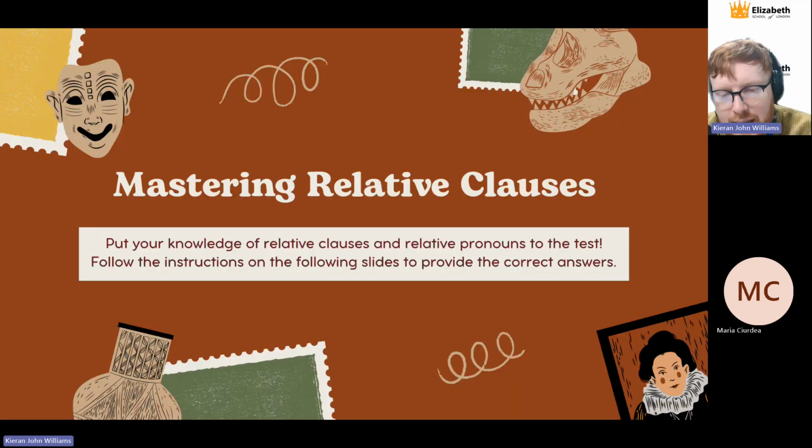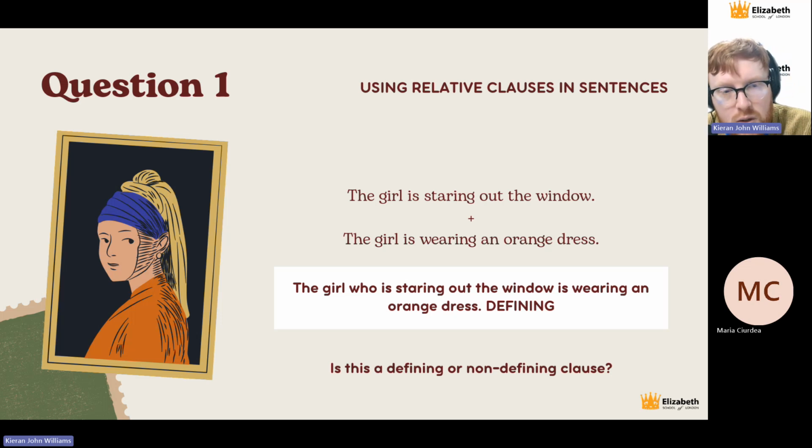Okay, so let's have a little quiz now to check the information that we have learned so far. We've got two sentences here. The girl is staring out the window. The girl is wearing an orange dress. We need to connect them together using a relative clause. So, Maria, can you tell me how we could combine those sentences together with a relative clause?